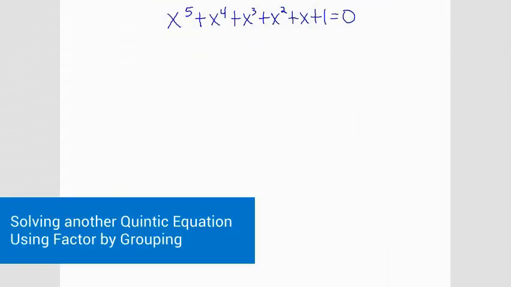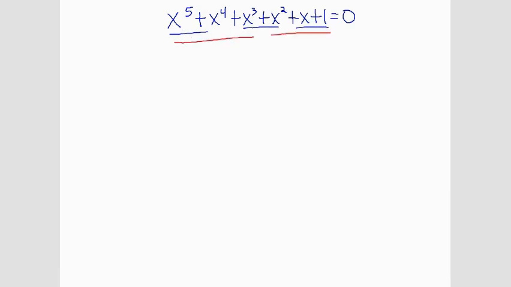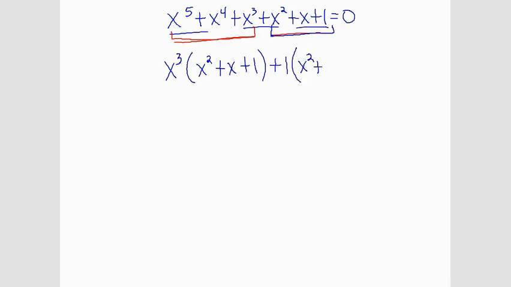Hello there, I'm going to solve this quintic polynomial using factoring by grouping. Now you can go ahead and use 2 terms if you want, or you can factor by 3 terms. I'm going to go ahead and do by 3 terms. So these first 3 terms have an x cubed in common. So that's x cubed times the quantity x squared plus x plus 1. And then from these next terms right here, there's nothing in common, so we'll write that as a plus 1 times x squared plus x plus 1 equals 0.